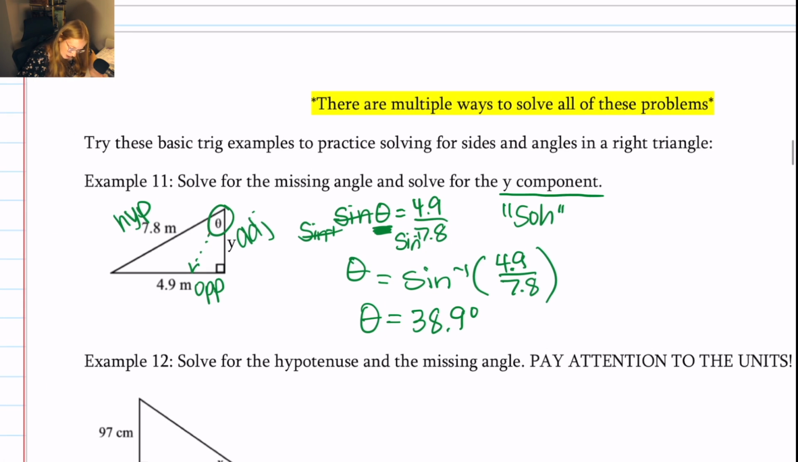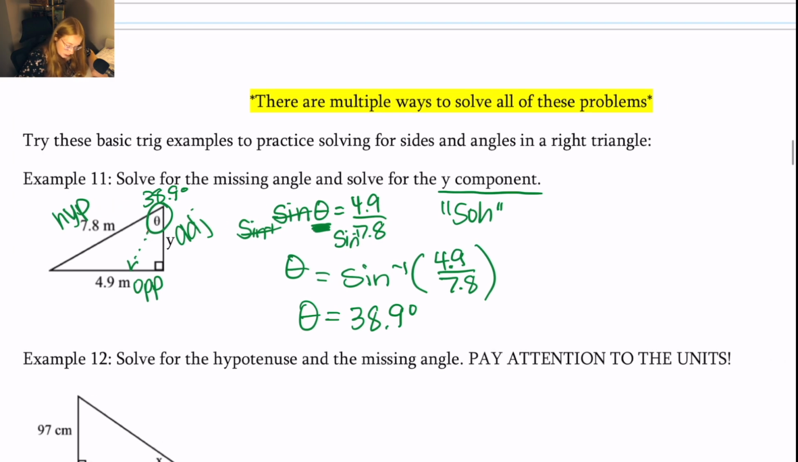Okay, now that you have this angle, you can actually do trig to get adjacent, which we're still missing, or you can do Pythagorean theorem to get adjacent as well. So like I said, multiple ways to solve this problem. I'm going to use the trig function. And there's so many pathways you can take because you have all the pieces of information. You have hypotenuse, you have opposite, and adjacent is the only thing you're missing.